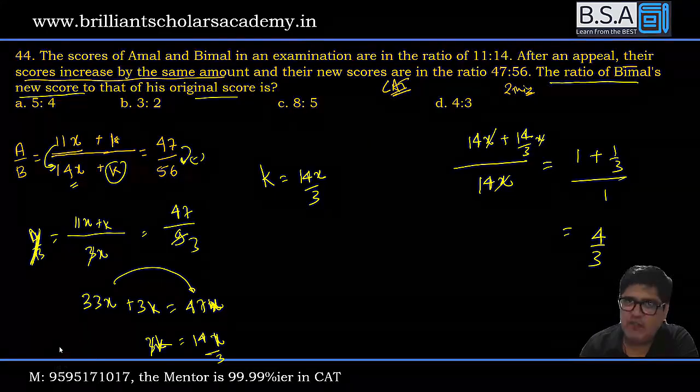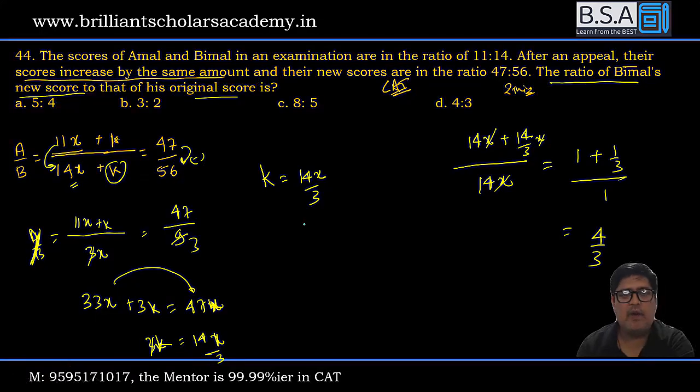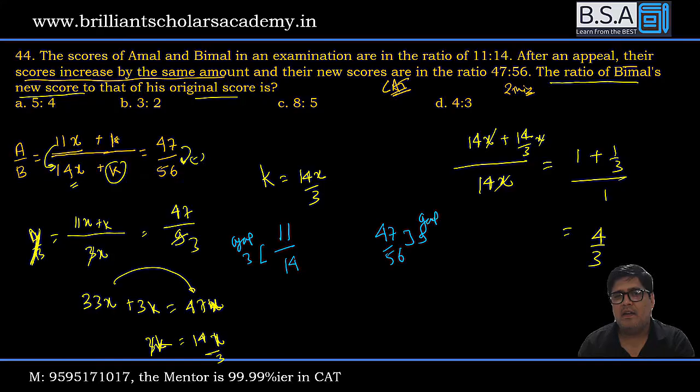See, I'm resolving this for you in a slightly different manner. Let me change the color of the pen. The blue one is the new approach. 11 by 14 has a gap of 3. What is the gap between 47 and 56? The gap between them is 9.